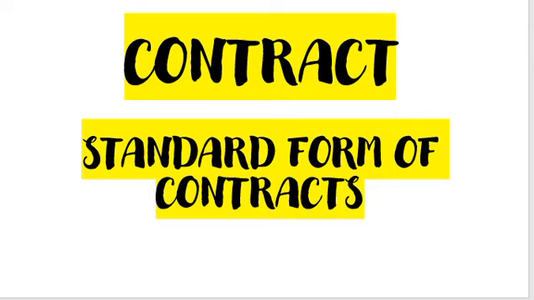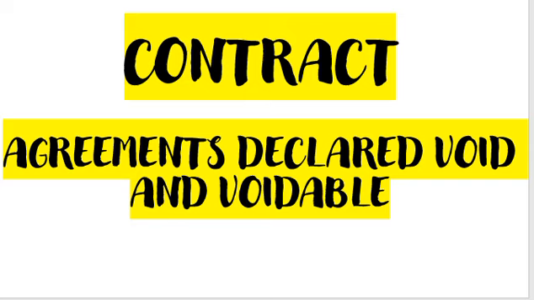When you buy a train ticket, you agree to the terms of the railway company, which are usually printed on the ticket. You can either buy the ticket or choose not to, but you can't negotiate the terms, making it a standard form contract. Now let's understand what is void agreement and what is voidable contract.